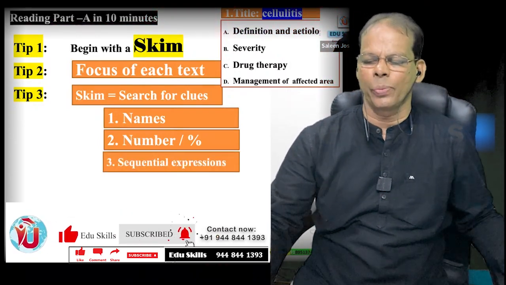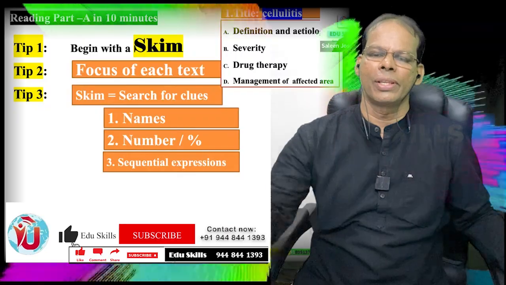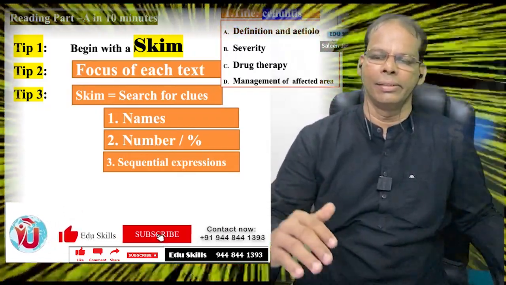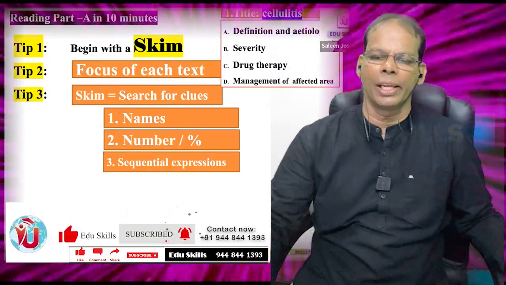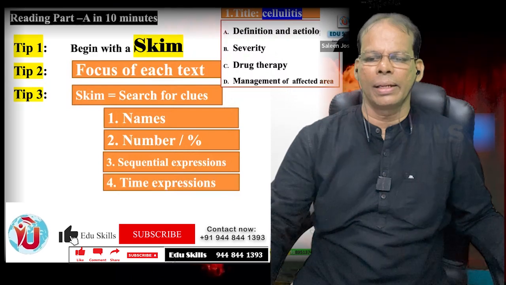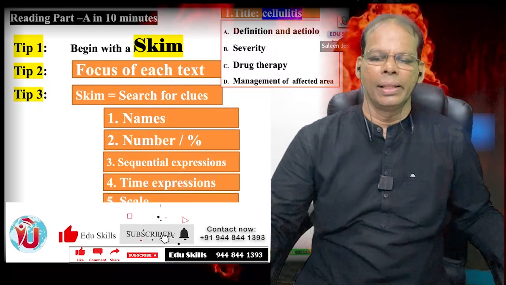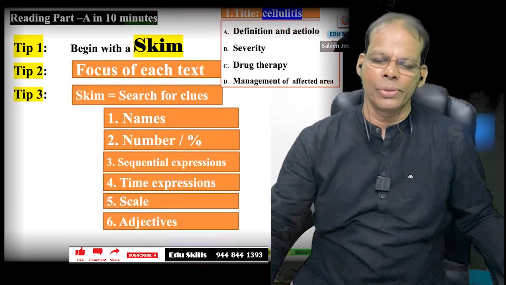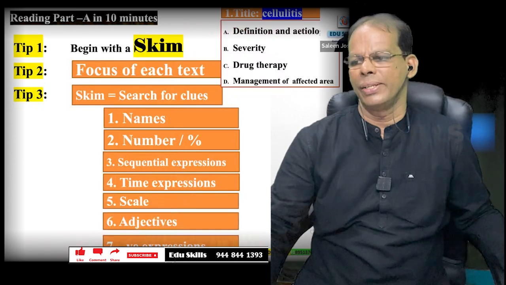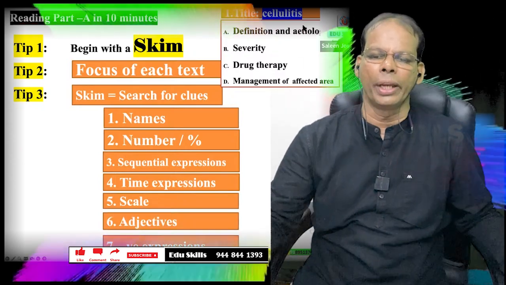Then sequential expressions. Sequential means there will be some sequence, first, second, third, or that way there will be some sequence in the reading. You can even focus on that. Time expressions probably will be there. Then scale expressions and adjectives and negative expressions. These are the major things you'll have to look into.